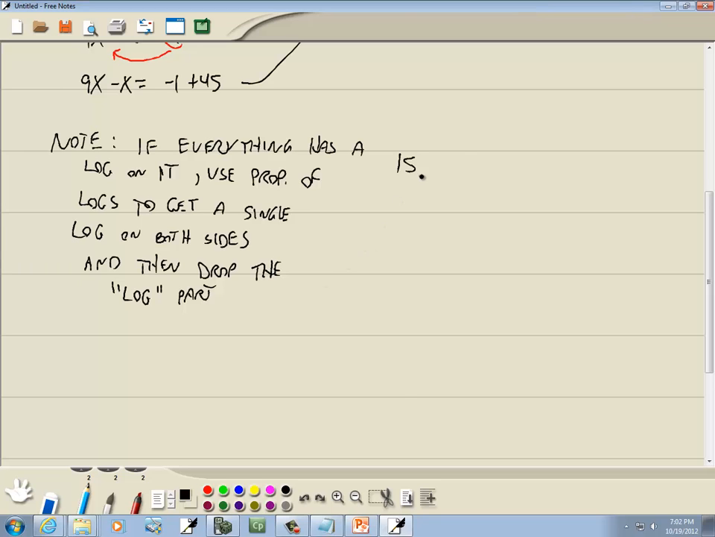Let's take a look at a problem. We've got log of x plus 1 minus log 5 equals log of 4x minus 2. Well, everything has a log on this, so we can use this note. It says use properties of logs to get a single log on both sides.